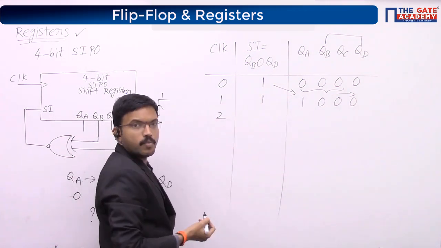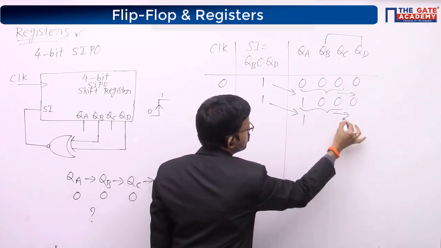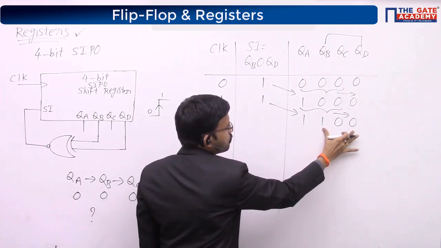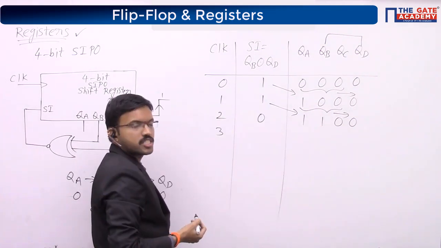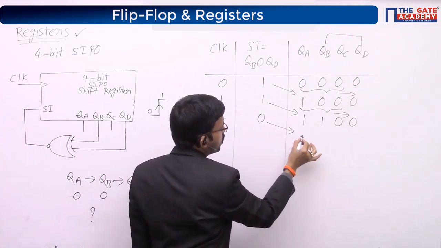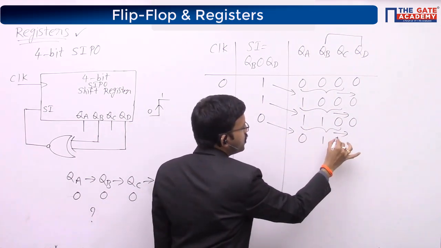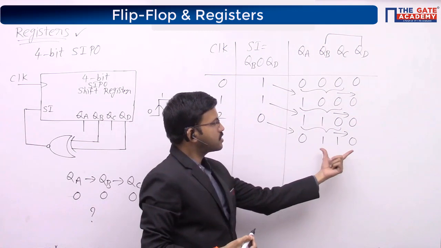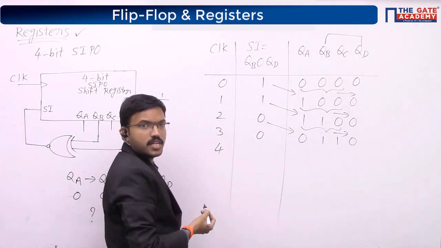Next, the second clock pulse I am applying. This 1 will come here, and these 3 bits will get right shifted. Next, here 1 0. 1 0 means these 2 are different, so the output is 0. Next, the third clock pulse. This 0 will come here, and these 3 bits will get right shifted. 1 1 0. Next, 1 0 means different, so the output is 0.